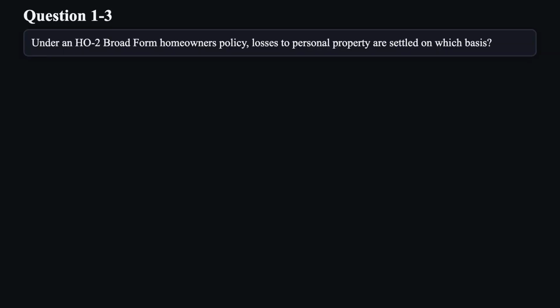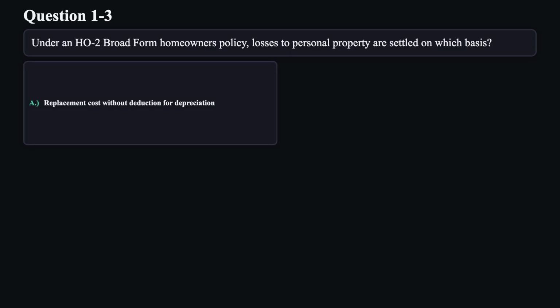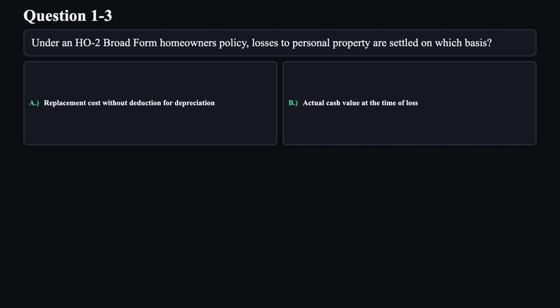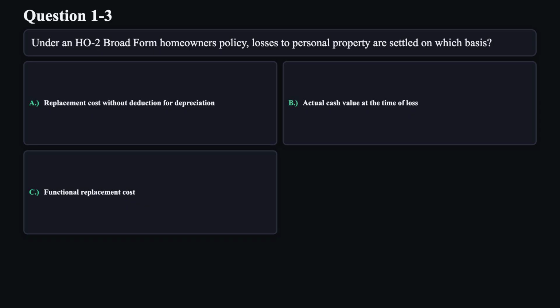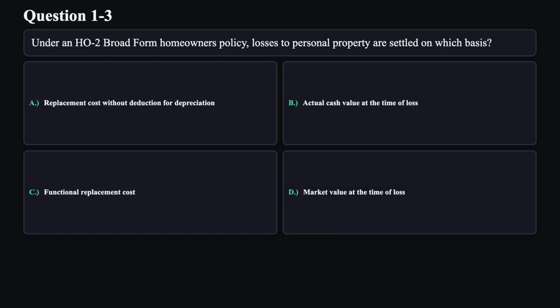Question 3. Under an HO2 broad form homeowners policy, losses to personal property are settled on which basis? A. Replacement cost without deduction for depreciation. B. Actual cash value at the time of loss. C. Functional replacement cost. D. Market value at the time of loss.